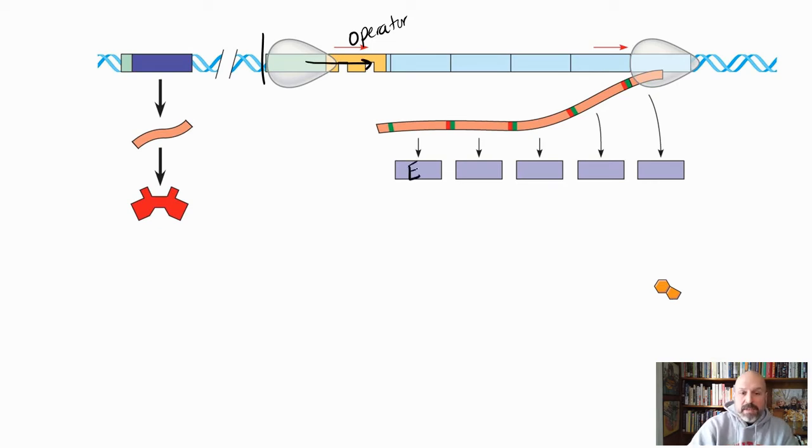It's going to make enzyme E. It's going to translate into enzyme D, C, B, and A. All of these are enzymes, and all of these arrows are shorthand for translation, right? Because this part is transcription.